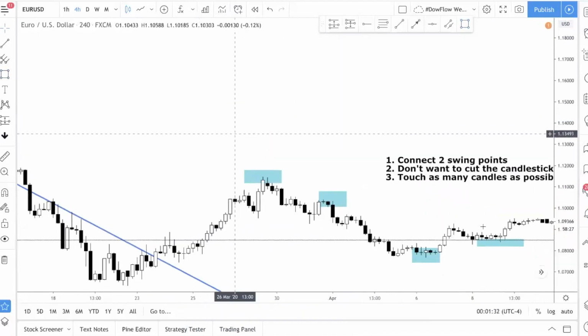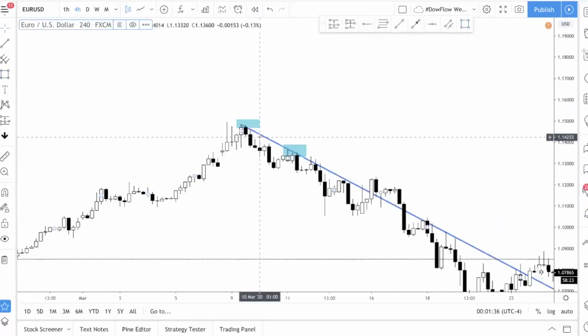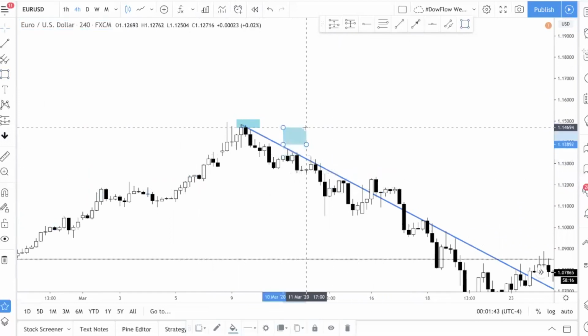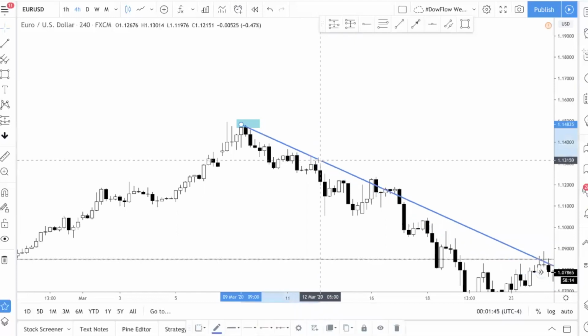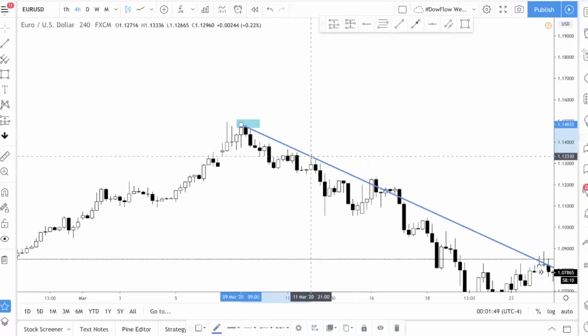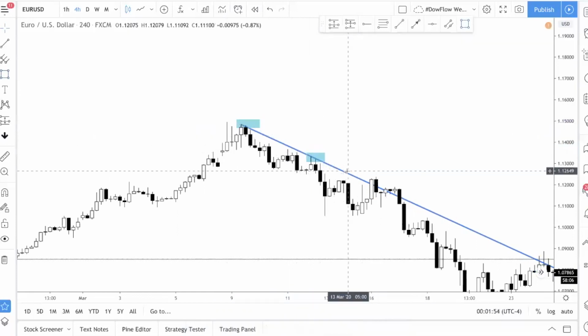Okay, so now let's talk about the third one. You want to touch as many candles as possible. In this case, you realize that I do not draw it... let me just delete this first. I do not draw it like this, you know. This is not really a good example. Let's talk about maybe this swing high and this swing high. Let's say I'm connecting these two swing highs, right?